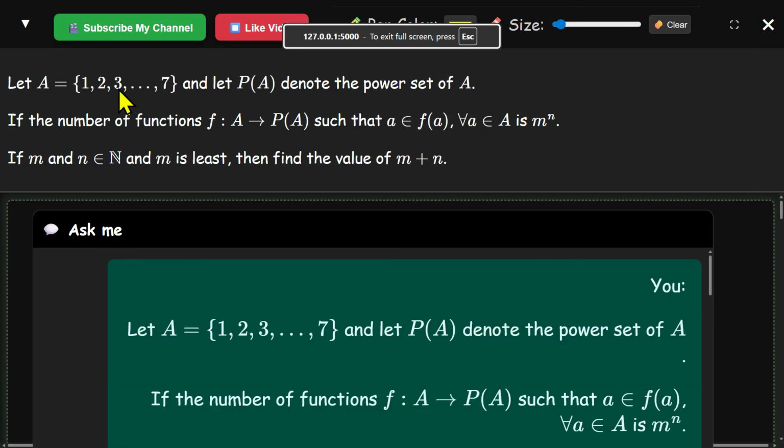Next example. Look, A is the set from 1 to 7. P of A denotes the power set of A. If the number of functions f from A to P of A such that a belongs to f of a, for all a belongs to A, is m to the power n, if m and n belong to N, m is the least, then find the value of m plus n.